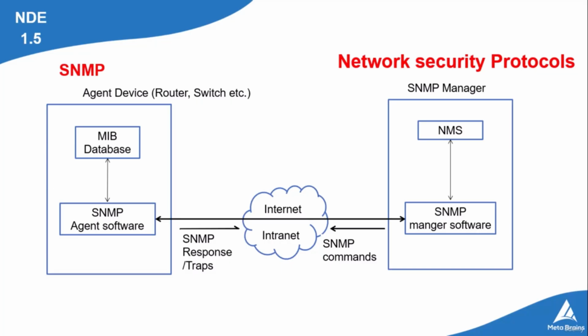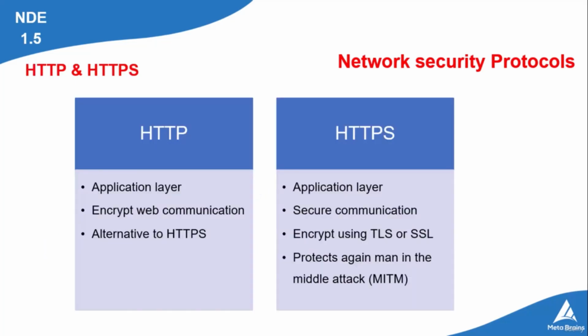The components of the SNMP architecture include a manager, an agent, and a management information base, MIB. The manager is the client, the agent is the server, and the MIB is the database. The SNMP agent responds to the manager requests using the MIB.